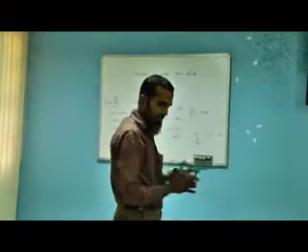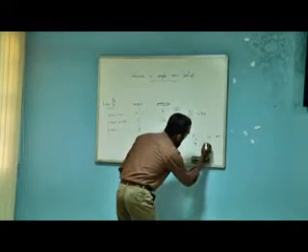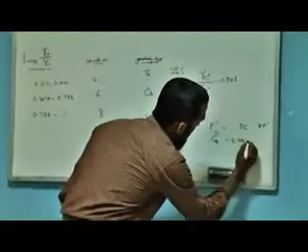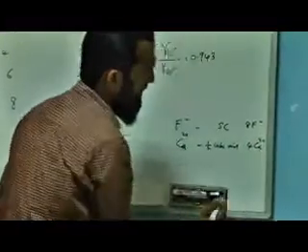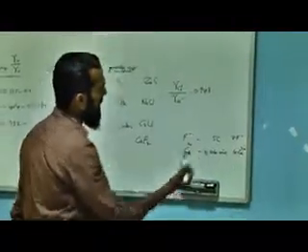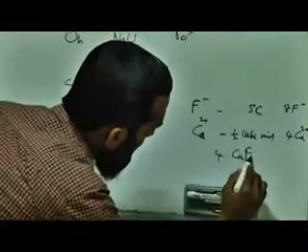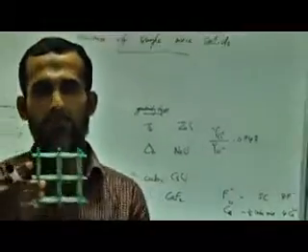As in the case of zinc sulfide, half of the octahedral void is occupied, half of the cubic void occupied. So it will be just 4. So 4 calcium 2 plus and 8 fluoride minus, it will amount to 4 calcium fluoride units in the unit cell. So the unit cell of calcium fluoride is explained with this big model.